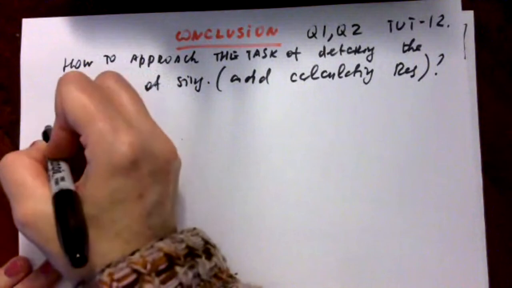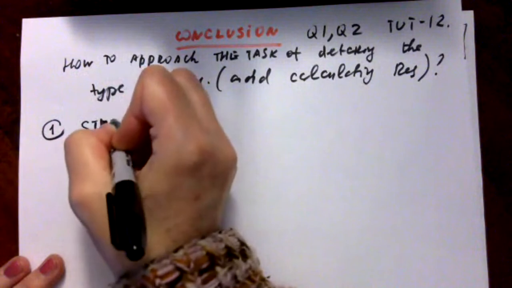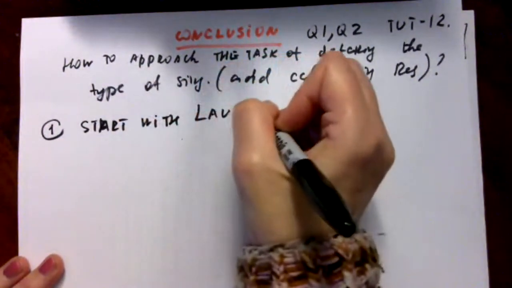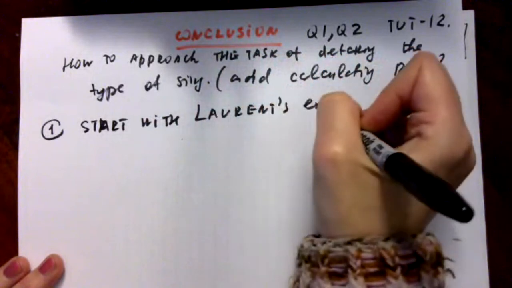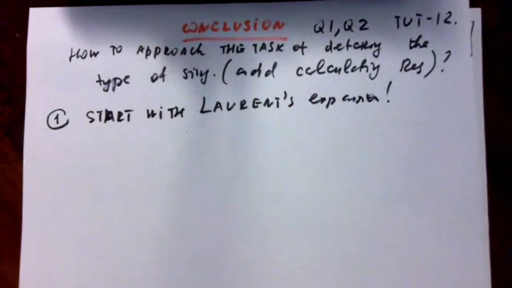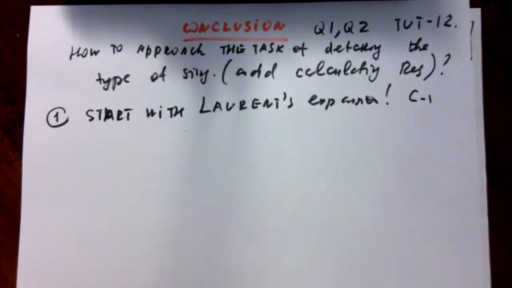The first consideration should be to start with Laurent expansion. This is the best one. Why is it best? Because if you manage to expand your function into a Laurent series, you don't need to bother about the formula for calculating residues. You are killing two birds with one stone, quite literally. You immediately see the type of your singularity, and you immediately see the residue, because the residue, remember, is this coefficient. So that should be your first thought.